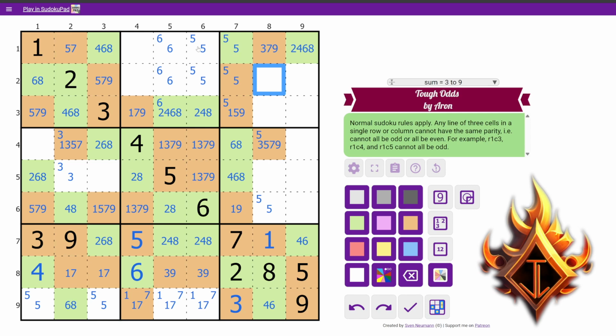1, 2. So this row gets an even. This row gets an even. There will be one of each here. And one of each here. One of each here. There was a 3 up here. Doesn't seem to be helpful though.